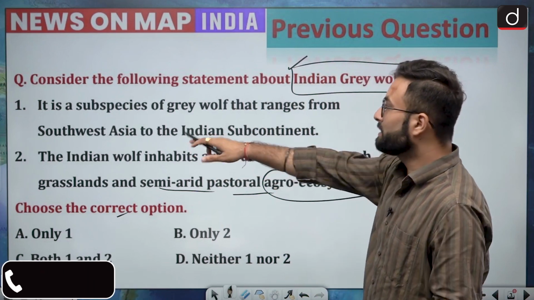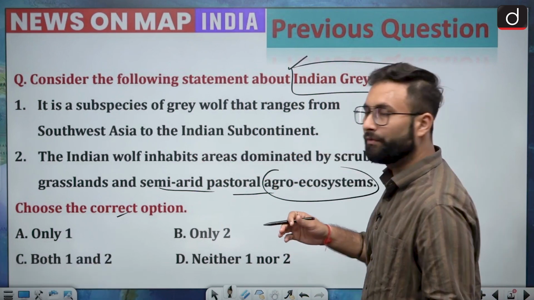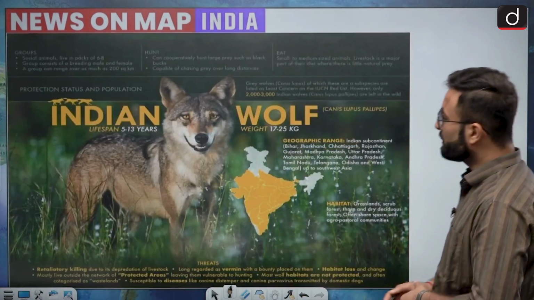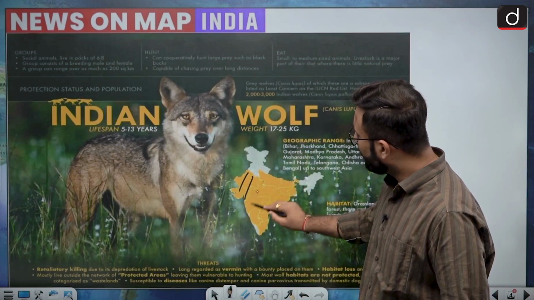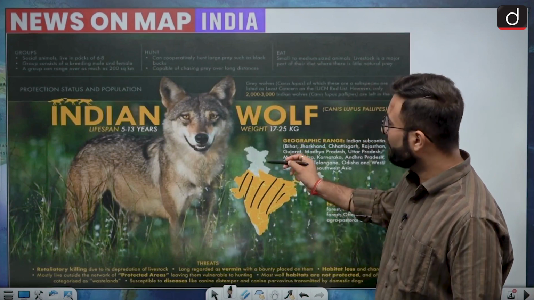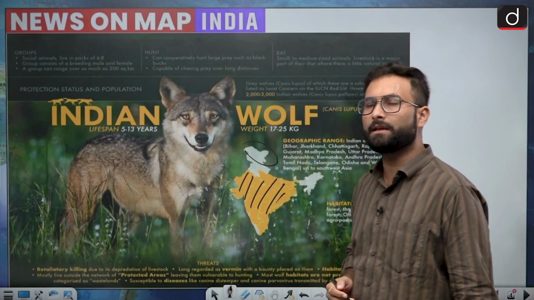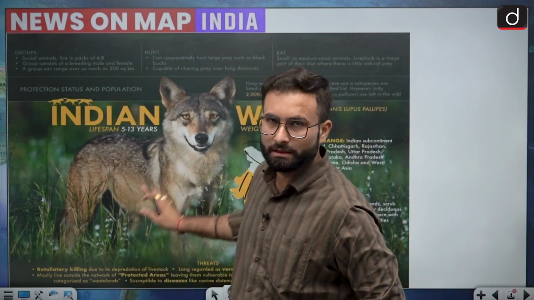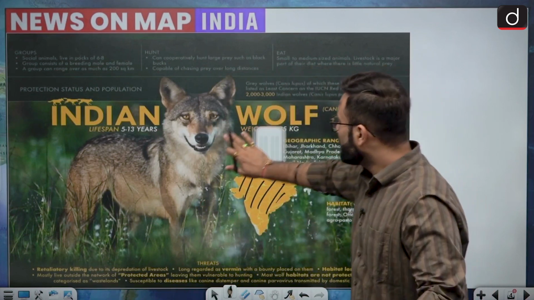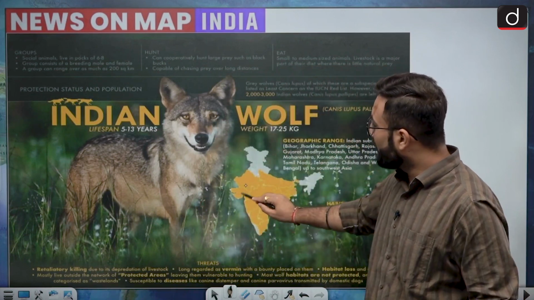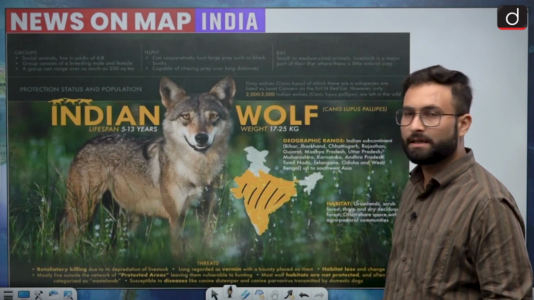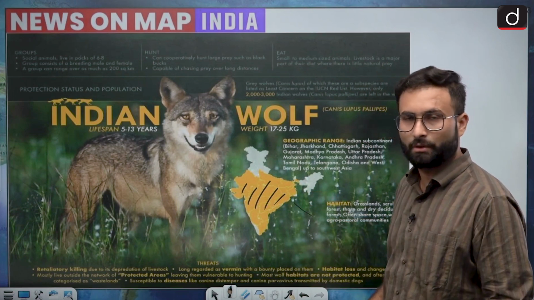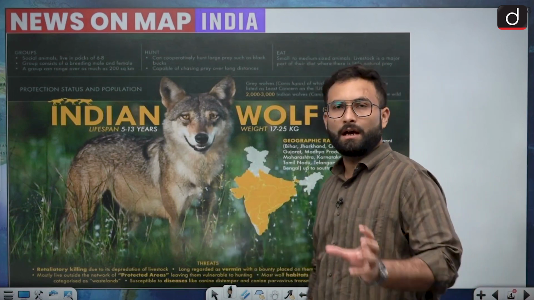In Southwest Asia and the Indian subcontinent, if we talk about the expanse of these wolves in India, this is the area where you will be finding them. In the Himalayan area above, there are different kinds of wolves, mostly called Tibetan wolves. Right now we see that we have the wolves in India and the Indian subcontinent, and somewhere around South Asia as well. That is the expanse of these wolves.